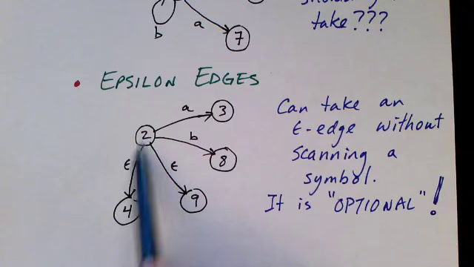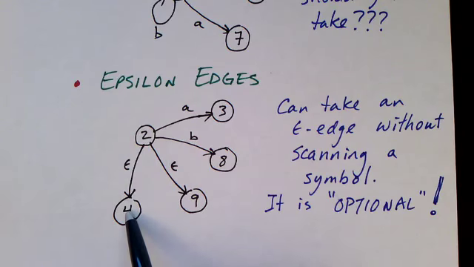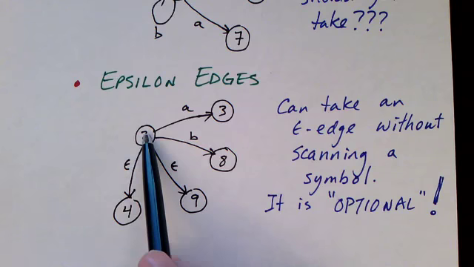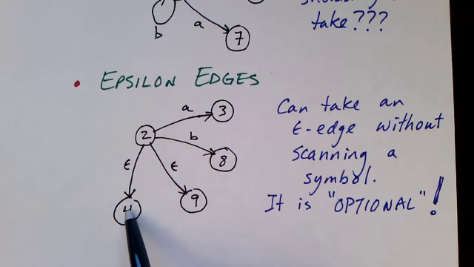Likewise, if we could go to state 4, we can take these epsilon edges if we want. If we're in a state with an epsilon edge, we can take that edge without scanning any inputs. It's an optional edge, if you will.